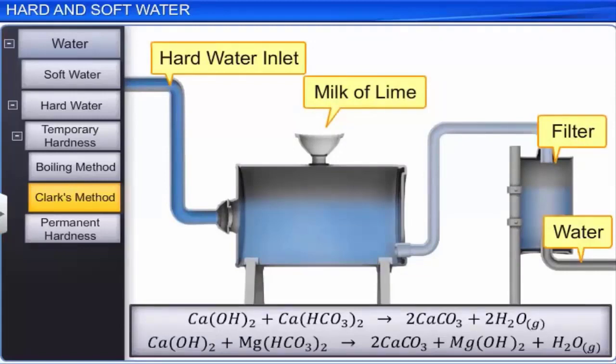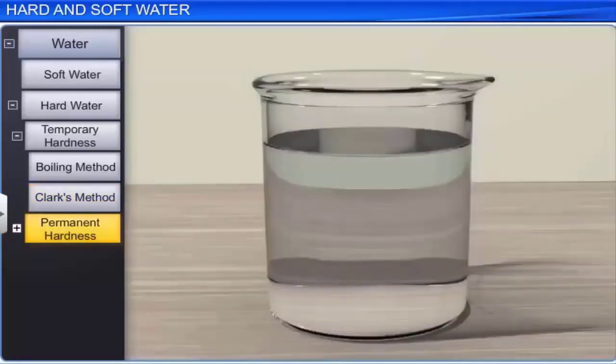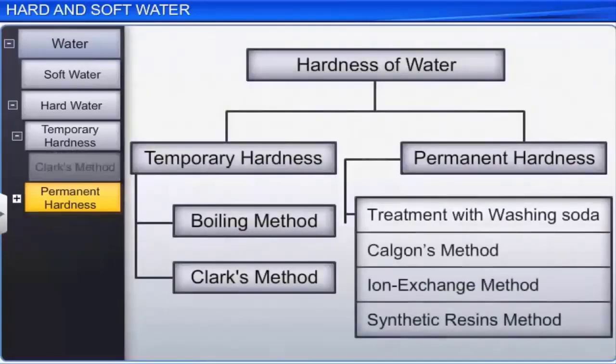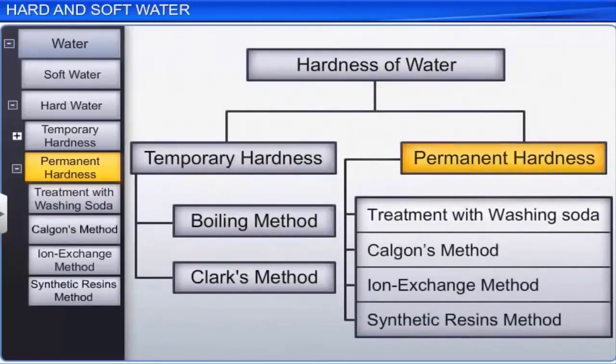Permanent hardness is due to the presence of salts of magnesium and calcium in the form of chlorides and sulfates. Permanent hardness cannot be removed by boiling. It is removed by other methods, which include treatment with washing soda, Calgon's method, ion exchange method, and synthetic resins method. Let us look at each of these methods in detail.